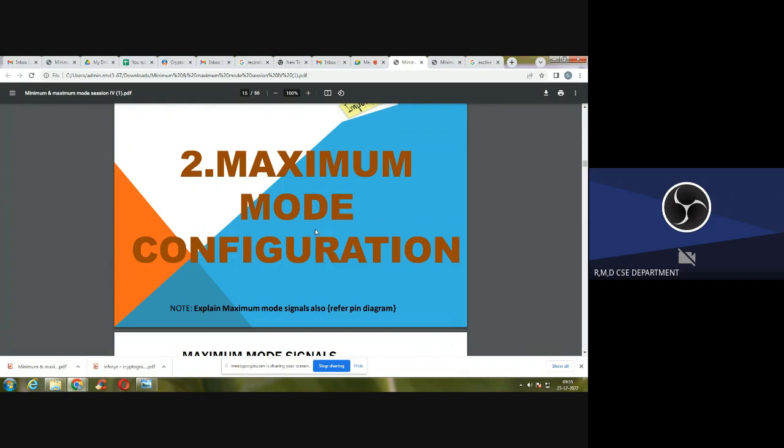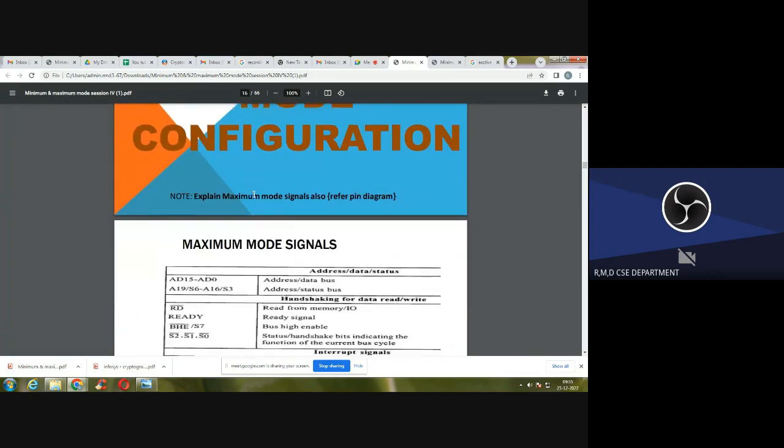Pin number 33 determines whether the 8086 is in the maximum or the minimum configuration. If it is connected to plus 5 volts, it is called the minimum mode. If it is connected to ground, it is called the maximum mode configuration. Now we are going to deal with the maximum mode configuration.